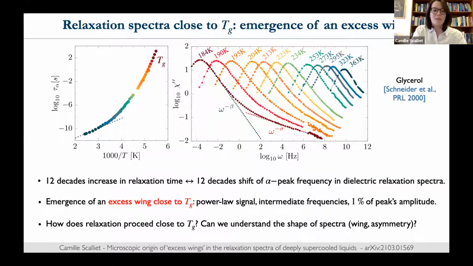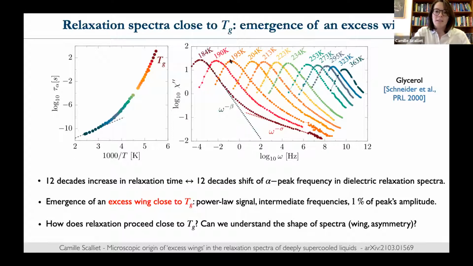So we still know something, at least from these experiments, and let's first look at the experimental measurements that are available. Thanks to dielectric spectroscopy, we can probe molecular motion at average scale, but we can probe that on a very large frequency scale, over more than 14 decades. On the right, this is the dielectric relaxation spectra for various temperatures from the onset of glassy dynamics down to the experimental glass transition. And you see that in this representation, the 12 decades increase in the relaxation time actually translates into a 12 decades shift to lower frequencies of the spectrum.